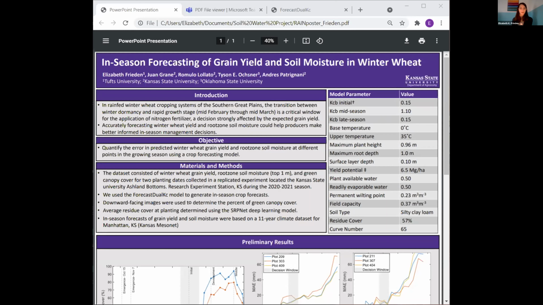And then we also have this parameter for yield potential, which is the yield potential in the region instead of in these specific plots. So we have 6.5 metric tons per hectare overall based on Dr. Lovato's work. And then we also have these permanent wilting point and field capacity, which were taken from field tests.